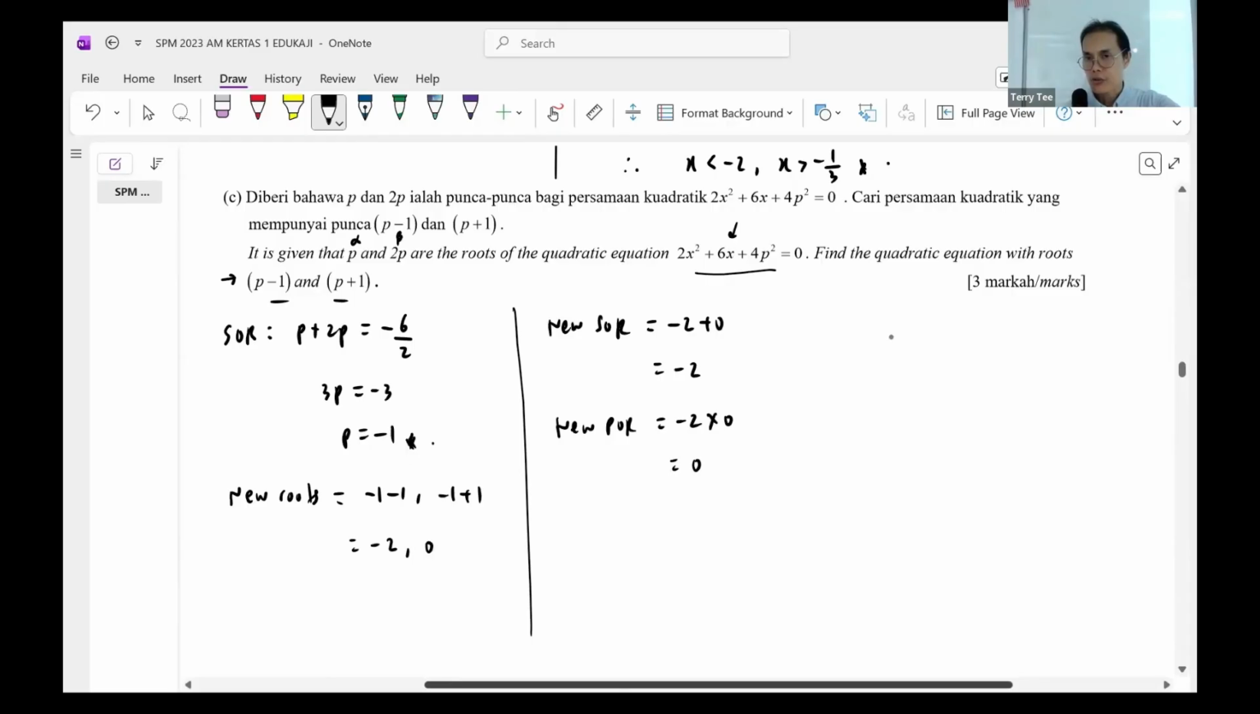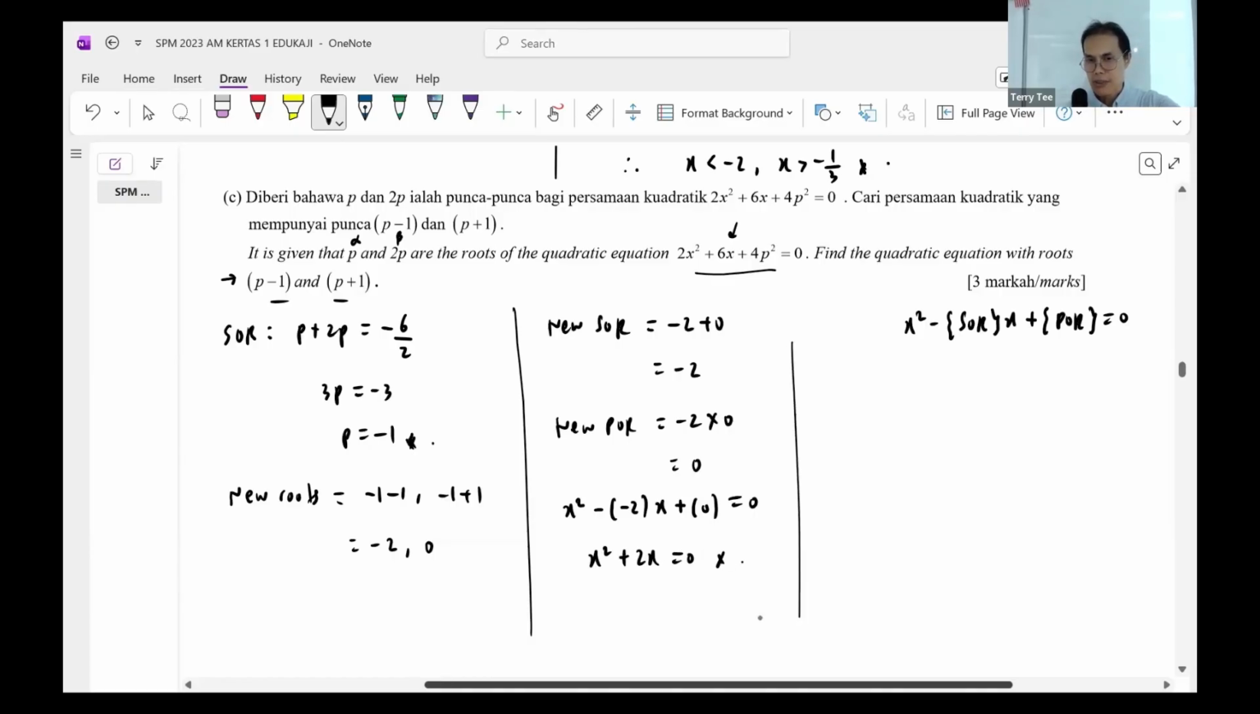And remember the equation to form a quadratic equation is x squared minus SOR x plus POR equals 0. Remember this equation? We write x squared. Your new SOR is negative 2, x. Your new POR is 0. So minus minus, you can write plus 2x equals 0.